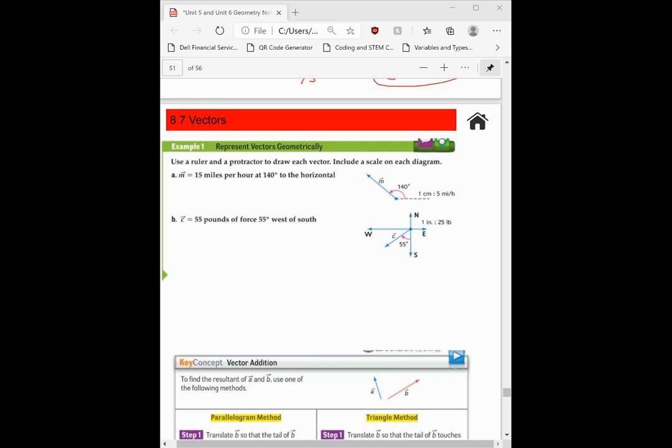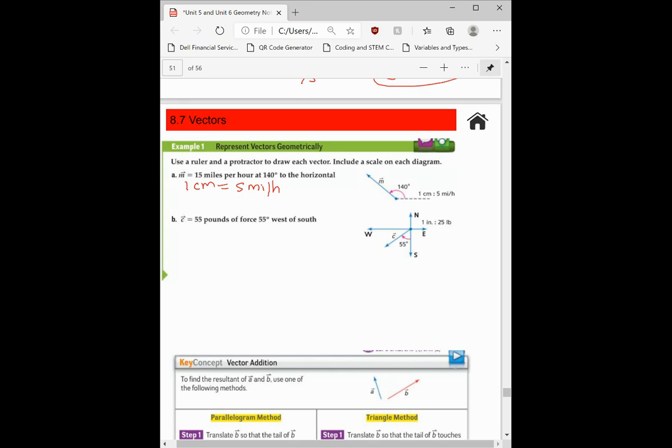For part A, we have the vector m is equal to 15 miles per hour at 140 degrees to the horizontal. Using a scale of 1 centimeter equal to 5 miles per hour, we're drawing and labeling a 15 divided by 5, or 3 centimeter arrow at 140 degrees to the horizontal. So they set the ratio to 1 centimeter is equal to 5 miles per hour. The reason for this is most rulers are in centimeters, and so that's what they drew here.